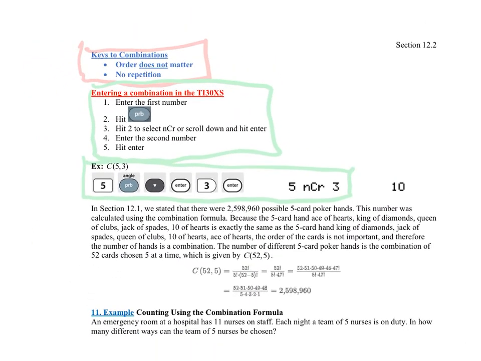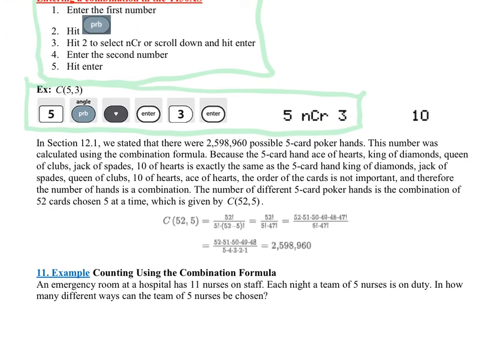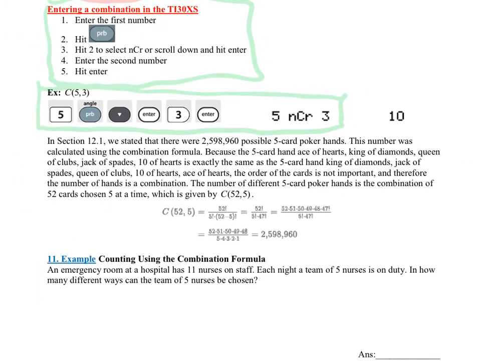Go ahead and read this next paragraph. It talks about one of the numbers that was in a previous page. It was talking about how many different 5-card poker hands you can have. A lot of people mess this up because they think with a poker hand, having a 3 is better than a 2, which could be true. So in that sense, the number matters, but the order in which the card gets into your hand doesn't matter.